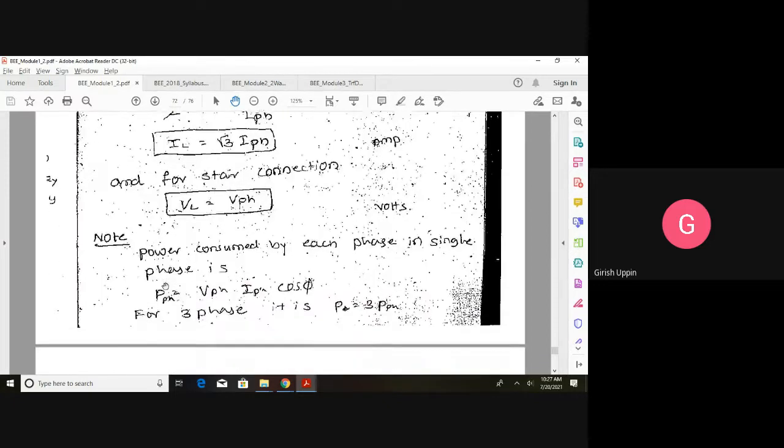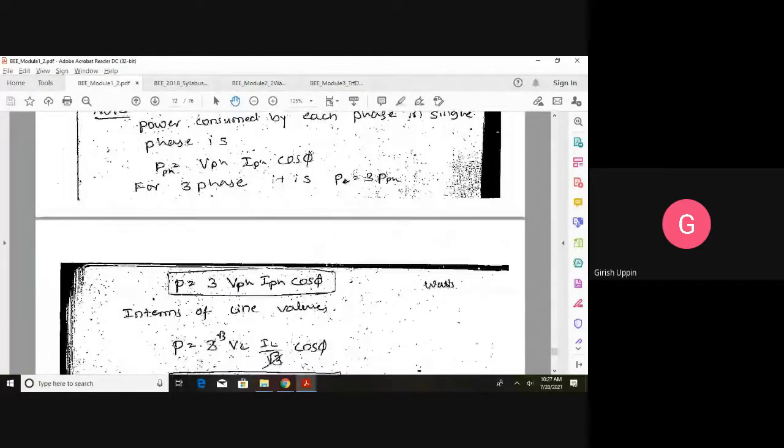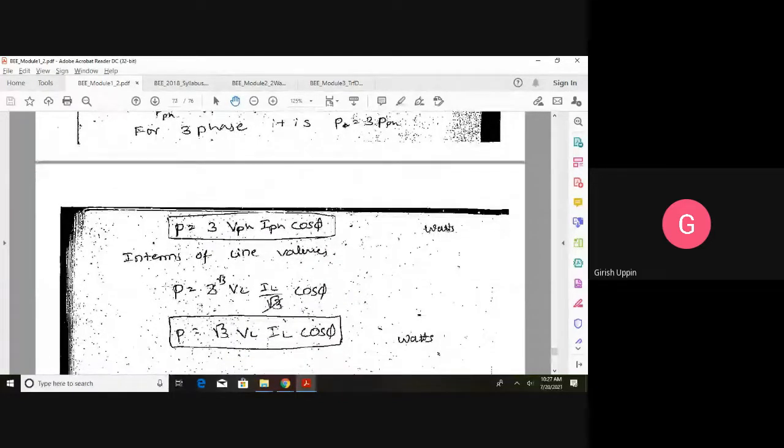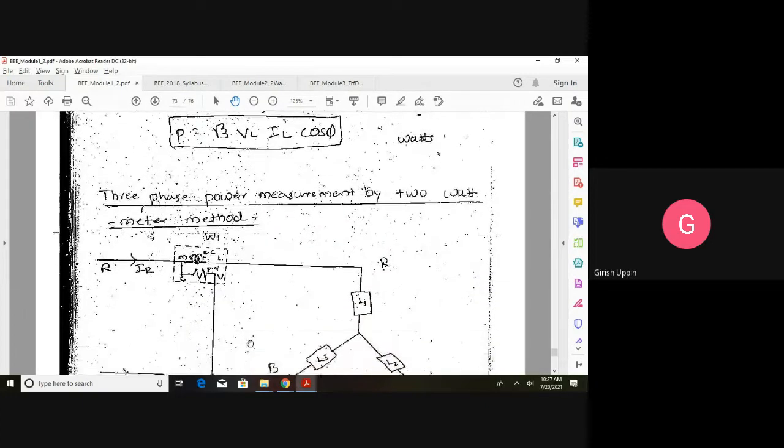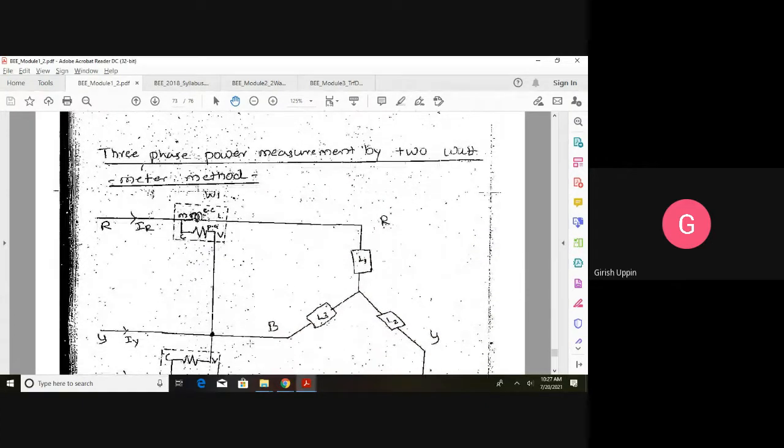And three phase power, similar to what we did, three phase power is equal to 3 times the power consumed in a single phase, that is P is equal to 3 times V phase I phase cos phi. And if you want to represent as a line voltage, here V phase is equal to VL, but I phase is equal to IL by root 3. You will get the same relation. P is equal to root 3 VL IL cos phi. So always whenever you are solving the problems, please use the phase entities, okay, and then convert it into line entities.